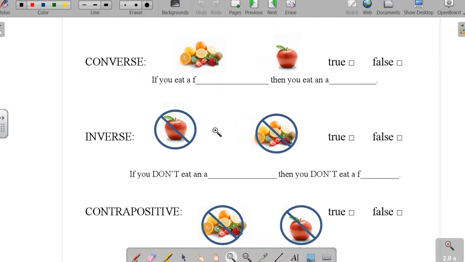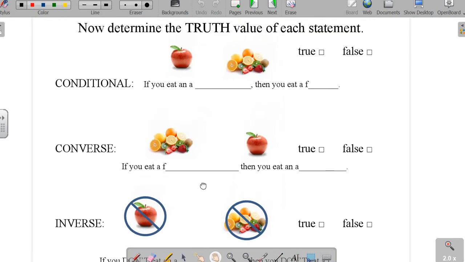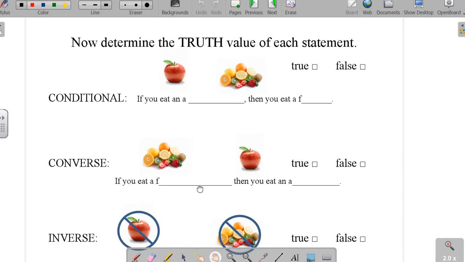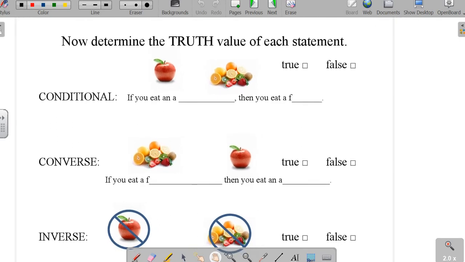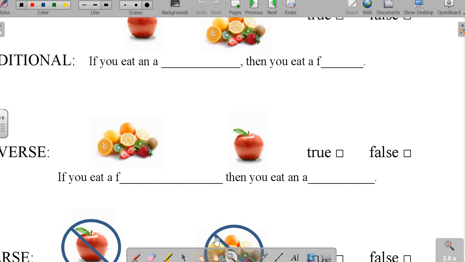Now come over here. We are going to analyze what's considered the truth statement or the truth value. So let's start with our first one. You're going to do this with me.